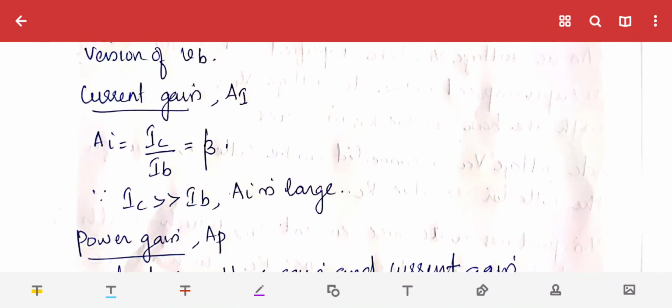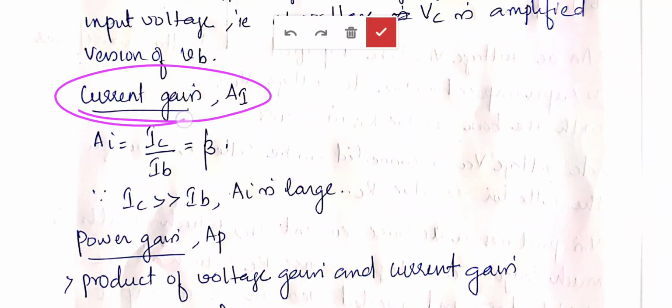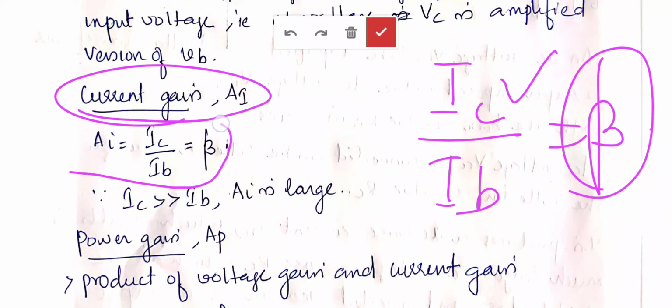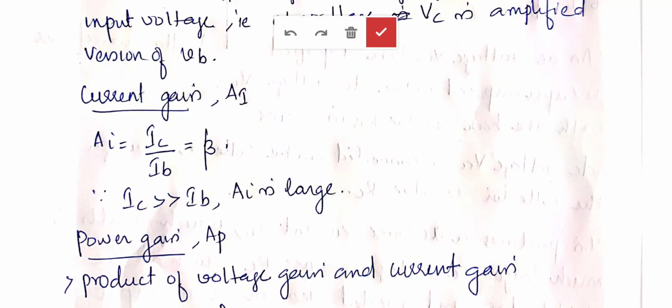So we have seen voltage gain. Next term is current gain. What is current gain? Current gain AI is equal to output current by input current. So for an amplifier, it is IC by IB. In the case of common emitter, it is IC by IB, which is nothing but beta, we already know. Since IC is very much greater than IB, beta is very high or large. AI is equal to IC by IB. IC is very much greater than IB. So AI, the current gain of an amplifier, is very high.